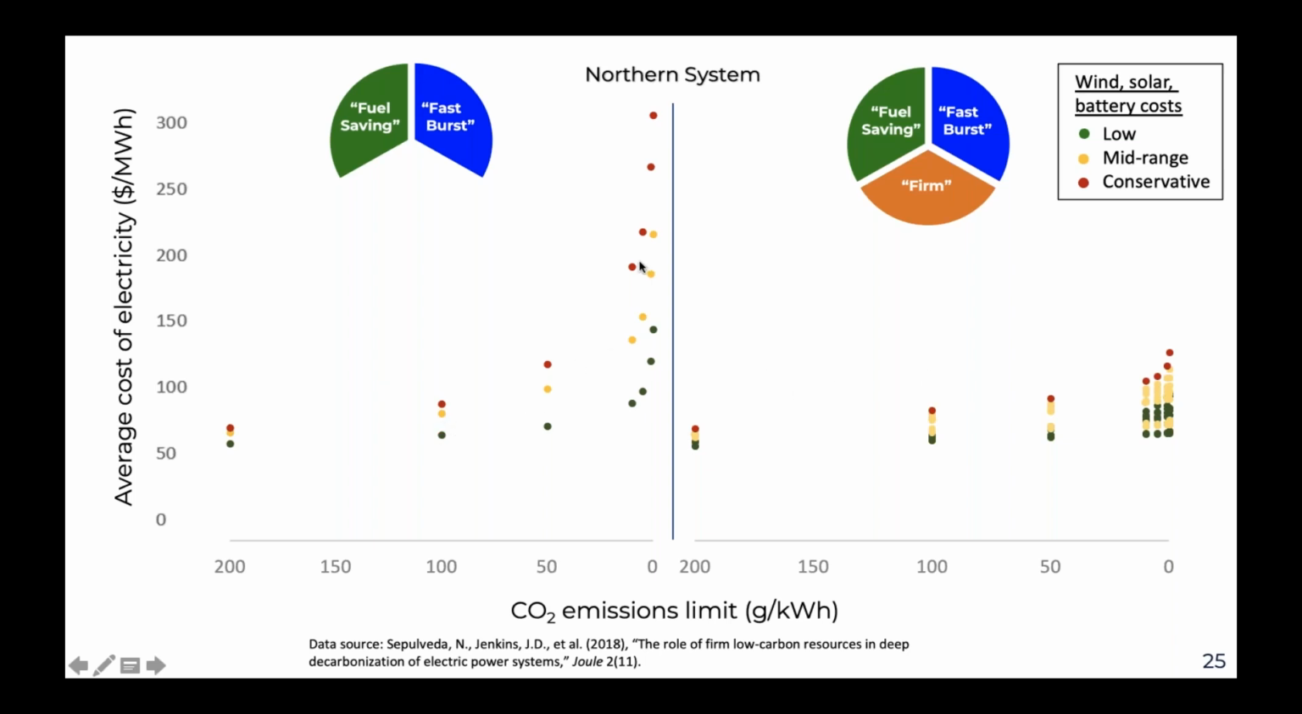But as we go beyond that towards our 100% goals, the costs rise rapidly in the case where we lack firm substitutes for natural gas. And here you can see the exponential increase in cost as we get closer and closer to zero emissions, as we try to use wind and solar and batteries for a role that they're not cut out for in the system. Pushing them outside of their key role as fuel-saving and fast burst technologies to try to substitute for firm capacity from natural gas.